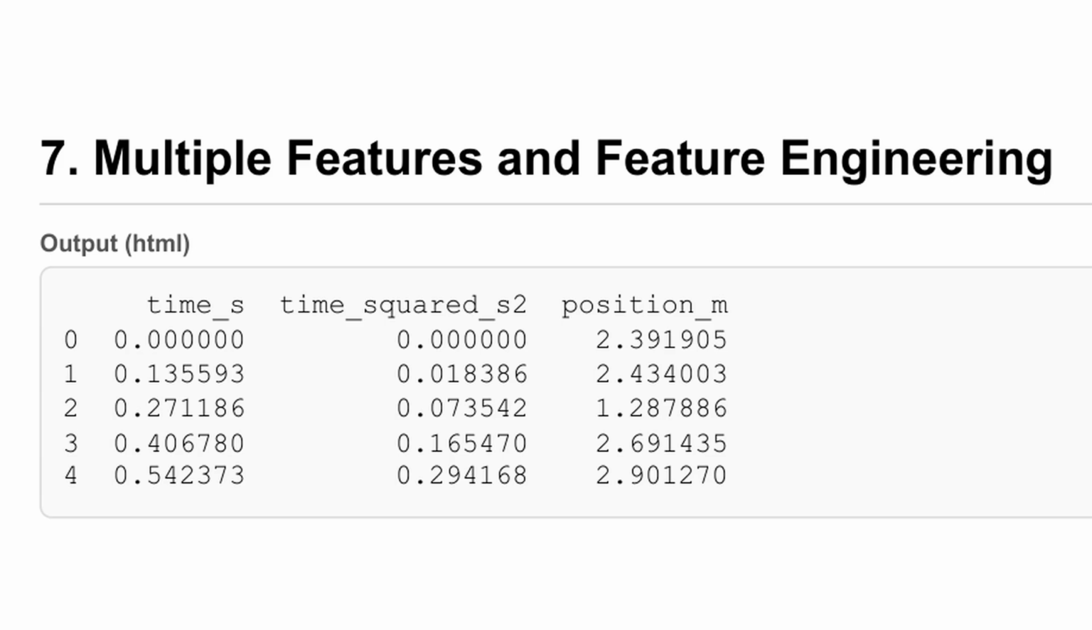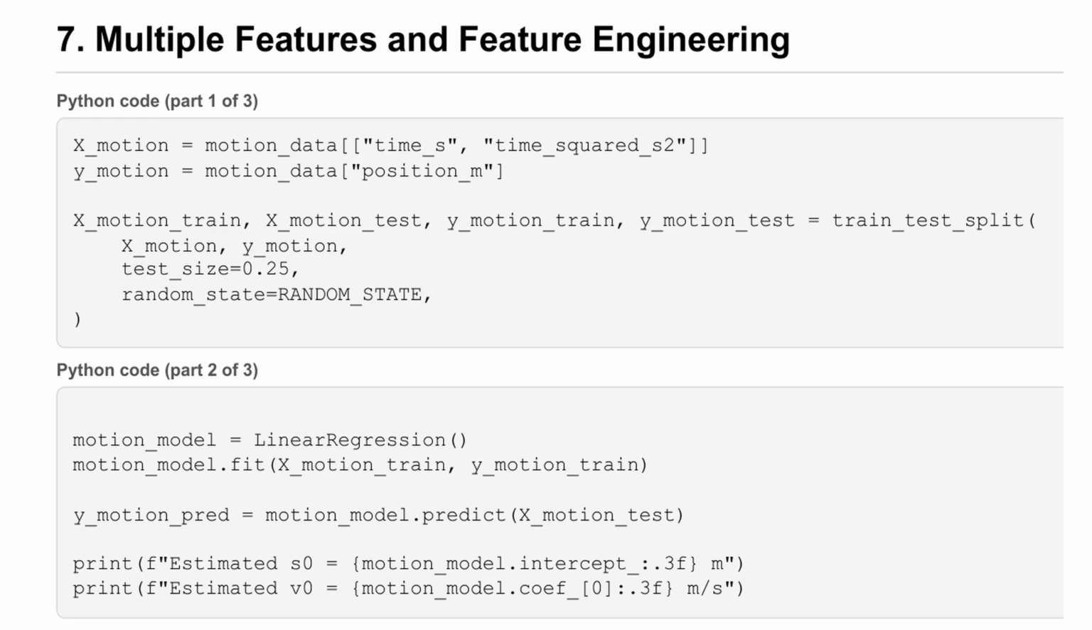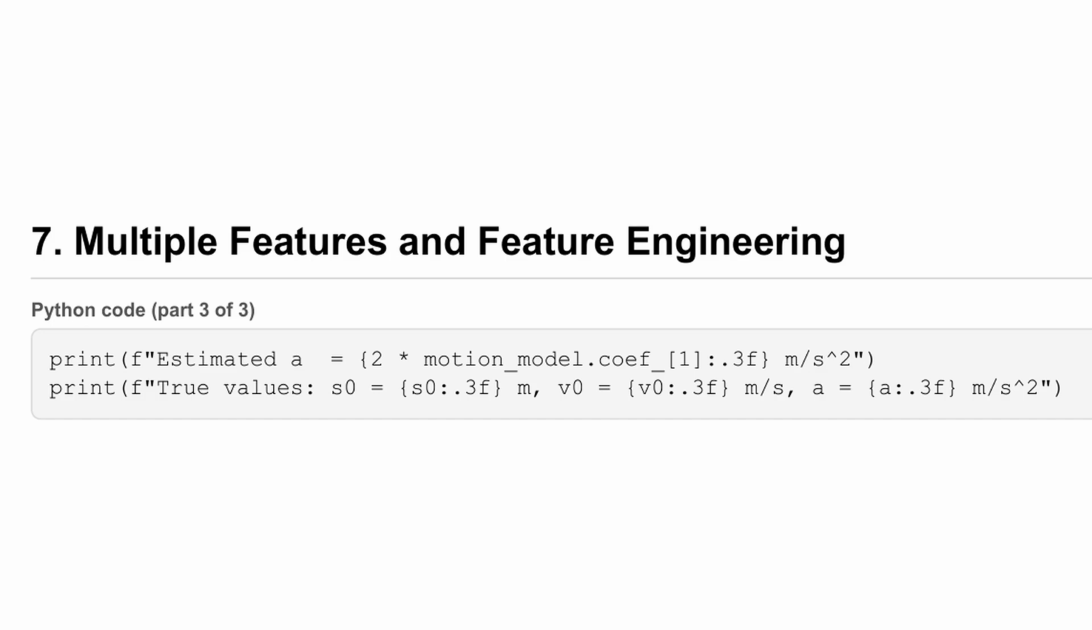Our data frame now contains time, time squared, and the noisy position data. By expanding our feature space, the model can now perform a multiple linear regression to fit the parabolic trajectory. We split this new motion dataset and train another linear regression model. We pass in both time and time squared as our feature matrix. After fitting, we generate predictions for the test set. We print out the model's coefficients. The intercept corresponds to the initial position, the first coefficient to the initial velocity, and the second coefficient is half the acceleration, according to the kinematic equation.